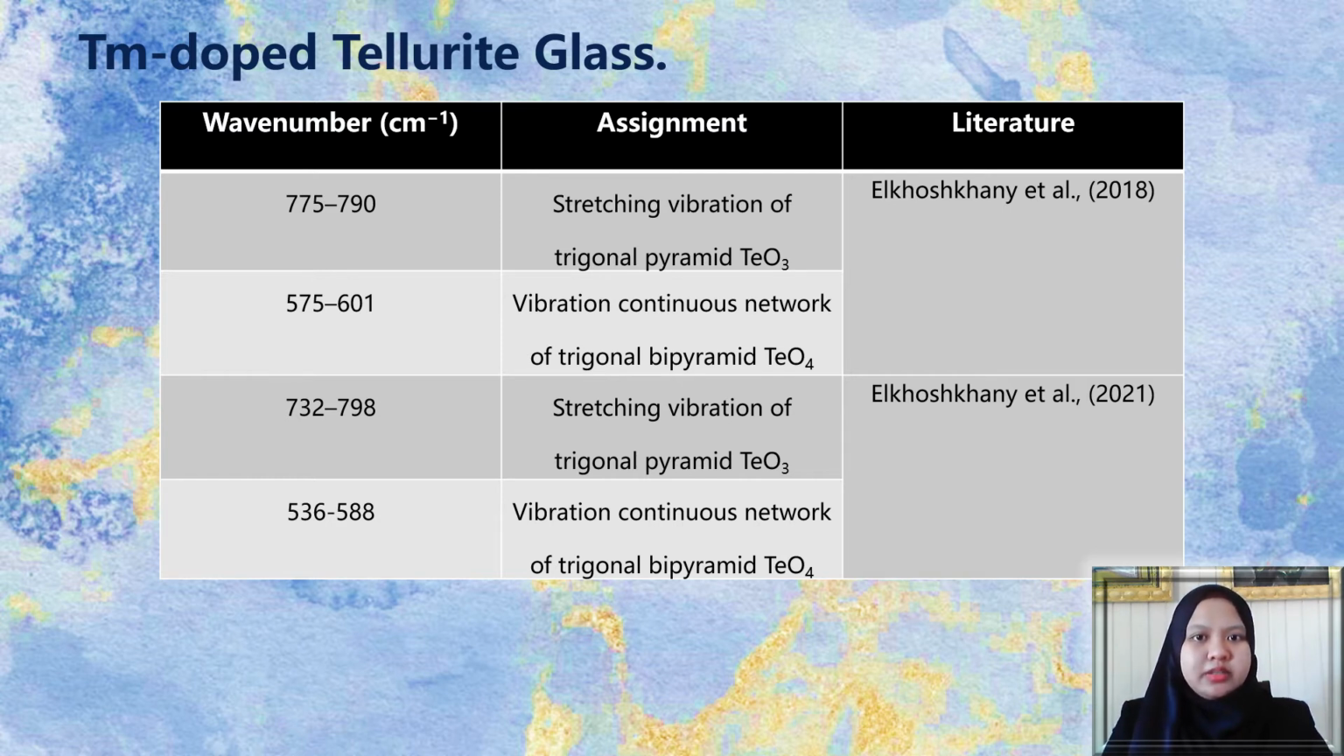Al-Khawkani et al. 2021 reported that the first band is around 732 until 798, caused by the stretching vibration of TeO3, and the second band from 536 until 588 was assigned to the vibration of the continuous network consisting of TeO4.